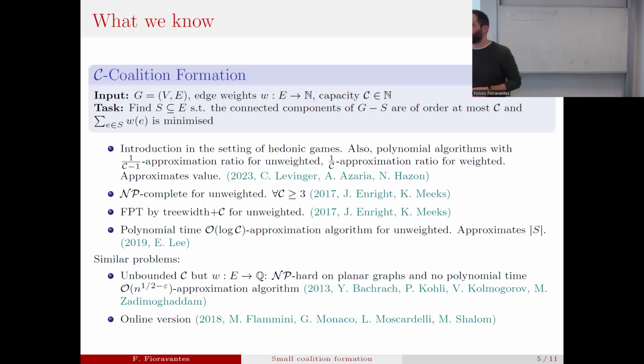There are some additional works which are kind of interesting. There is a work here which is almost the same problem as ours. They do not have a bound on the size of the rooms. Instead, they have the weights to be in Q. So some people like working with each other, others do not want to work with each other, negative numbers. There is also an online version where the graph appears at each time step.